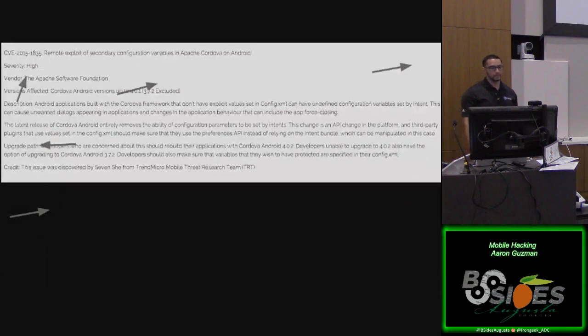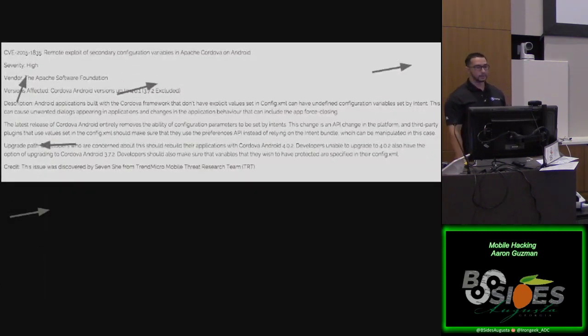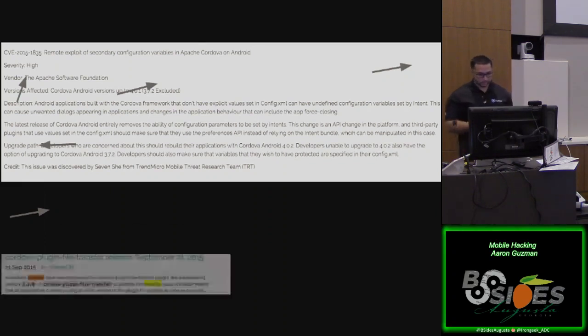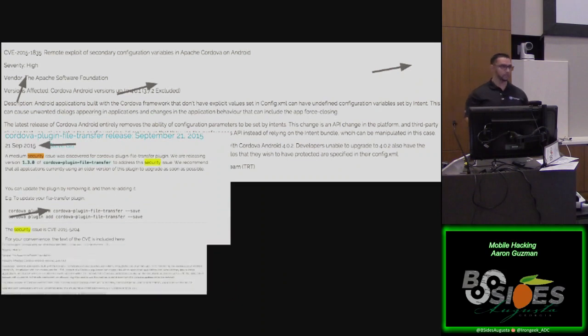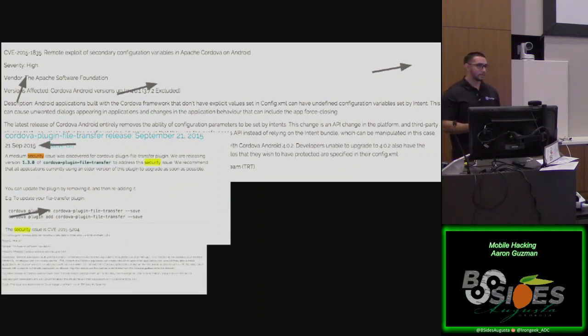And here are some of the advisories just within the year for Cordova. This was a remote exploit of secondary configuration variables in Apache Cordova on Android, and again, rated as high in severity. This one was last September, so last year, another plugin vulnerability. I'm not going to go through them. I'm just going to show you, just within the last year, how many vulnerabilities and how many are high, in remote code execution, for example, that these hybrid frameworks expose.